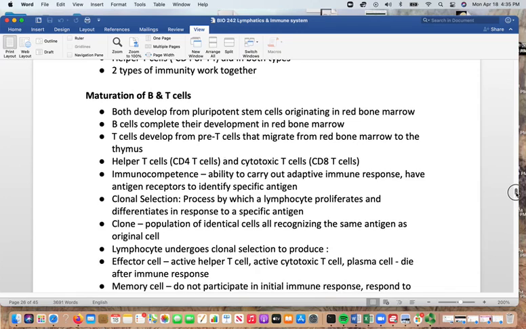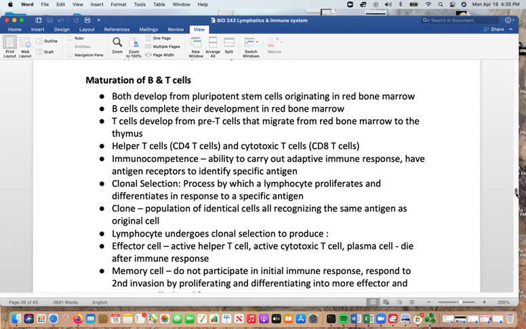So both B and T cells will develop from pluripotent stem cells that originate in the red marrow. B cells finish their development in the red marrow. T cells will develop from pre-T cells that will migrate from the red marrow to the thymus. Your helper T cells, or CD4 T cells, are one of the examples of T cells, and then the other ones are your cytotoxic T cells, or CD8 positive T cells. So immunocompetence is the ability to carry out the adaptive immune response. It has to have the antigen receptor that is specific to the antigen.